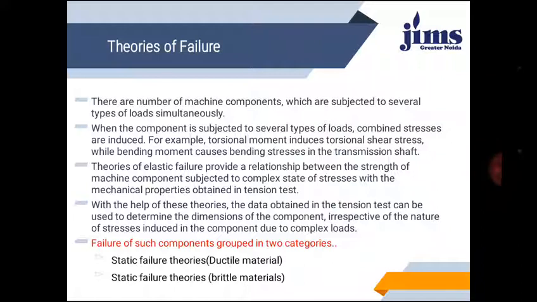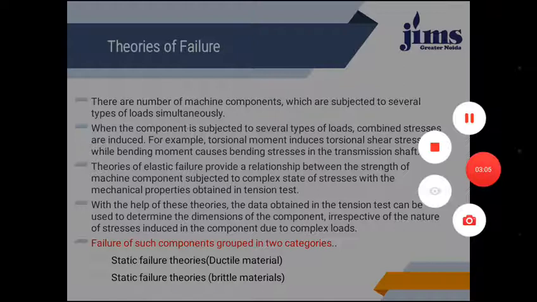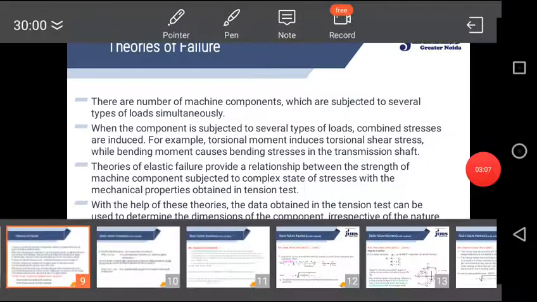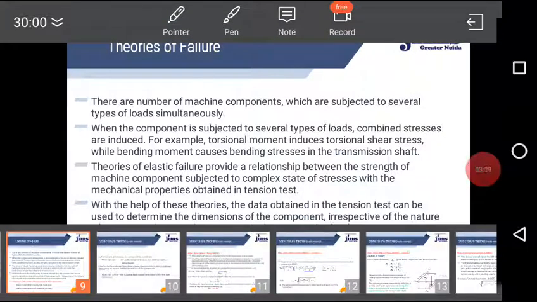So let's see how theories of failure will help you to find out the dimension, and also how many types of theory of failure are generally used to predict the dimension in case of ductile or brittle material and under static and dynamic loading. In real situations, there are a number of machine components which are subjected to several types of loading simultaneously.